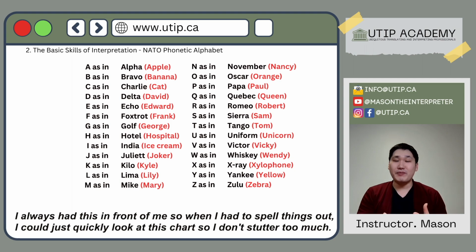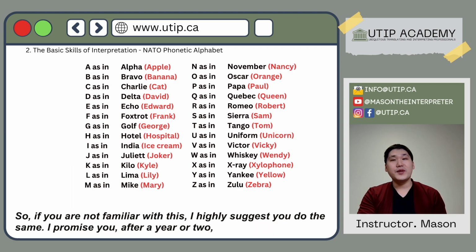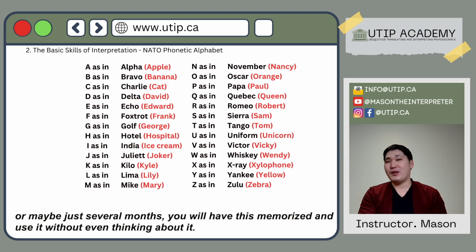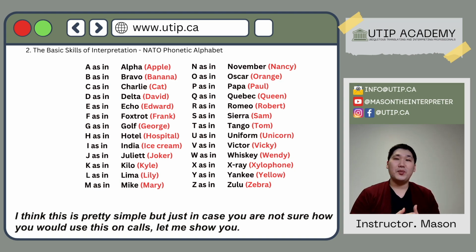So when I had to spell things out, I could just quickly look at this chart so I don't stutter too much. So if you're not familiar with this, I highly suggest you do the same. I promise you, after a year or two, or maybe just several months, you will have this memorized and use it without even thinking about it. I think this is pretty simple, but just in case you are not sure how you would use this on calls, let me show you.